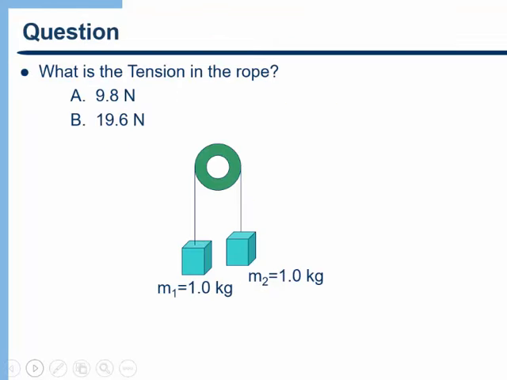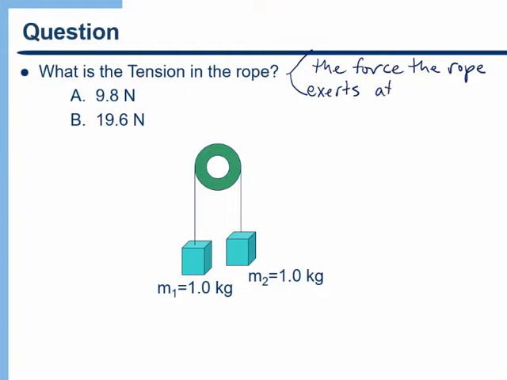Let's look at the following conceptual question. What is the tension in the rope? So first of all, let me tell you what we mean by the tension in the rope. That's the way we phrase it in physics, but basically it means the force the rope exerts at each end. And so when we think about what a rope does in this case, it's simply transferring a force from one of the objects to the other.